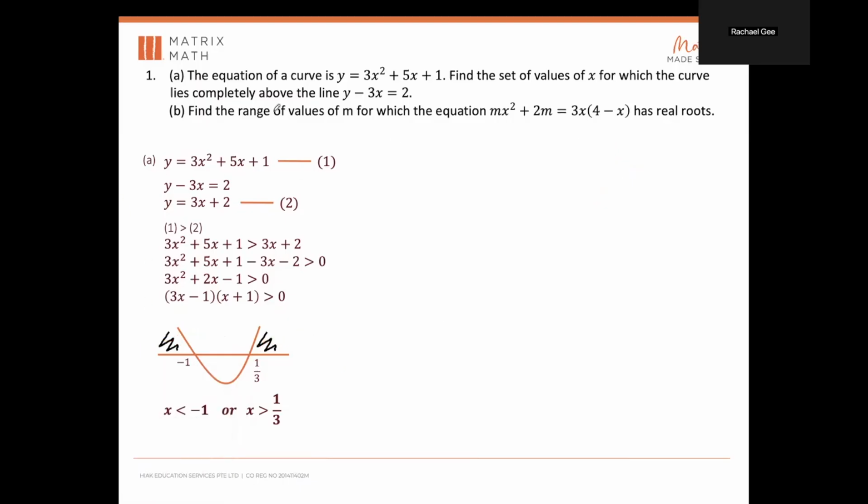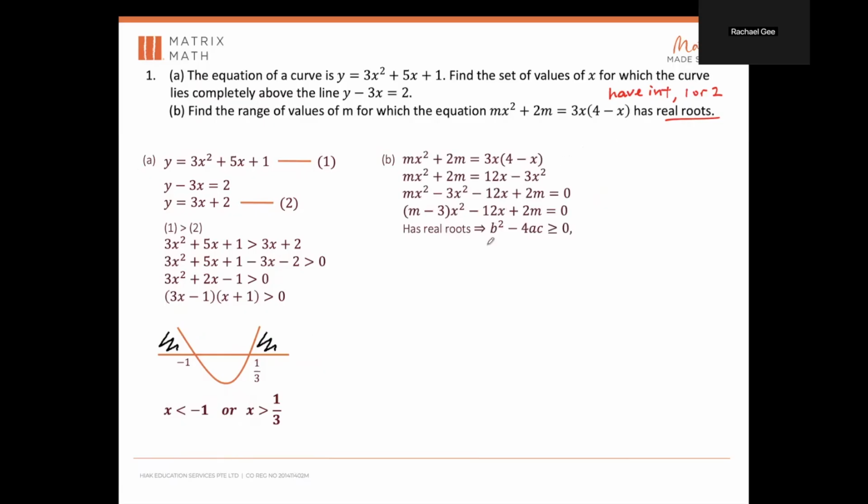Okay, for the second question, find the range of values of m for which the equation has real roots. So if you have real roots, it means that there is intersection. So have intersection, be it 1 or 2, okay. So if it's 1, it means that your discriminant is equal to 0. If it's 2, it means that it's more than 0, okay? Therefore, your discriminant will be more than 0.